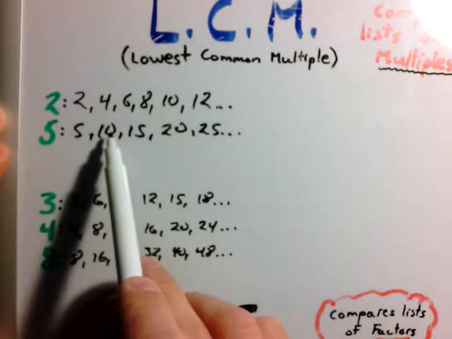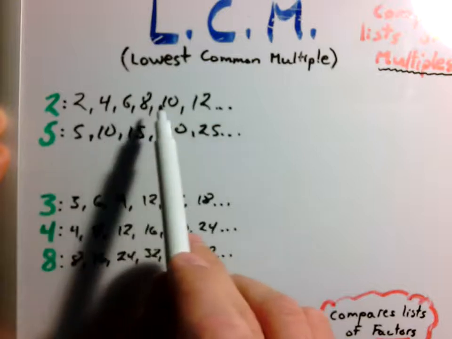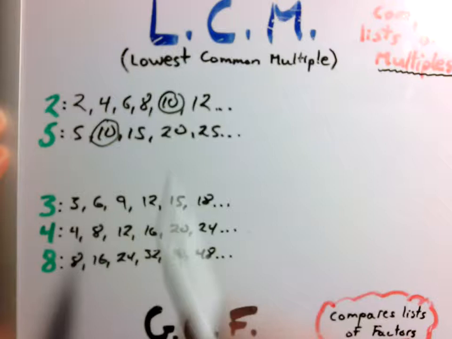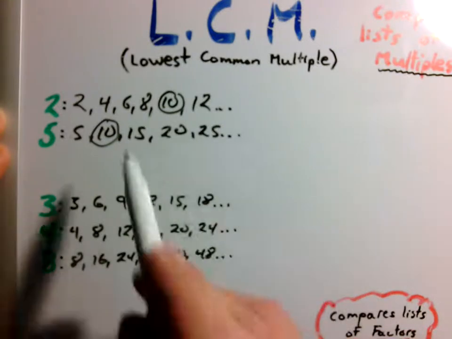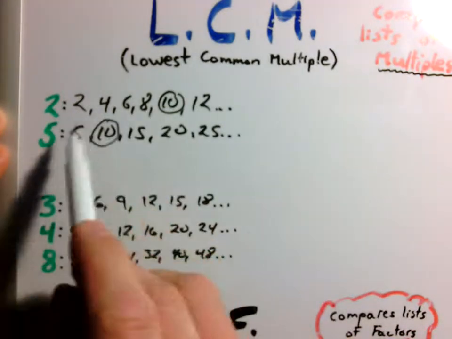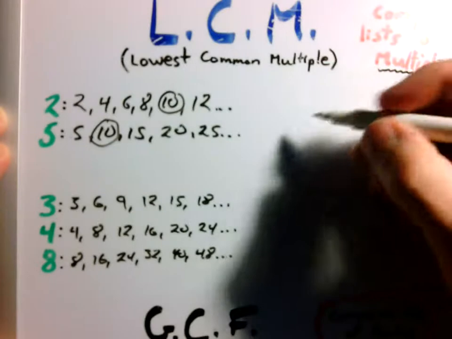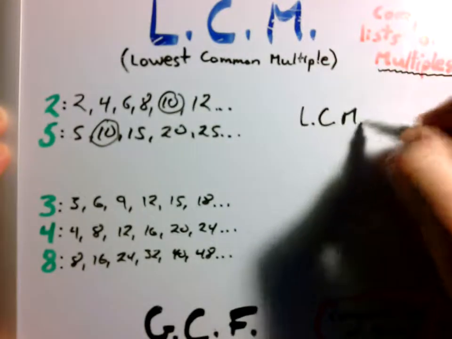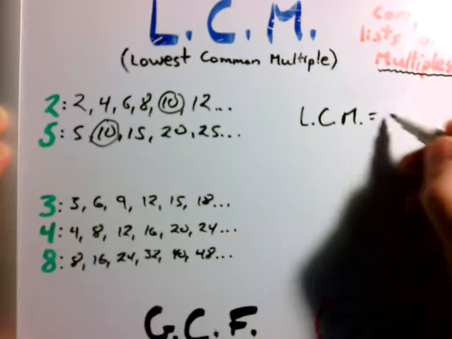10 is a multiple of 5. Is it a multiple of 2 as well? Yes, it is. So 10 is a common multiple. It's the lowest common multiple. There's no multiple that's lower that these two lists both have in common. So for this, my LCM of 2 and 5 is 10.